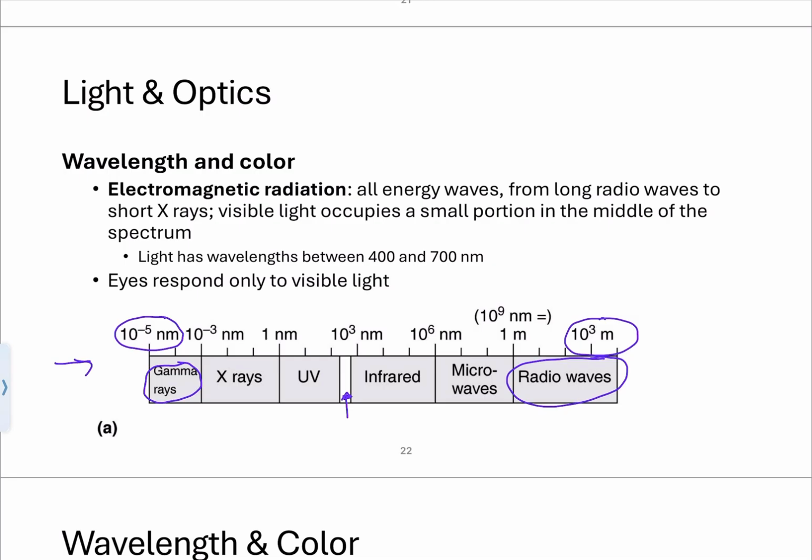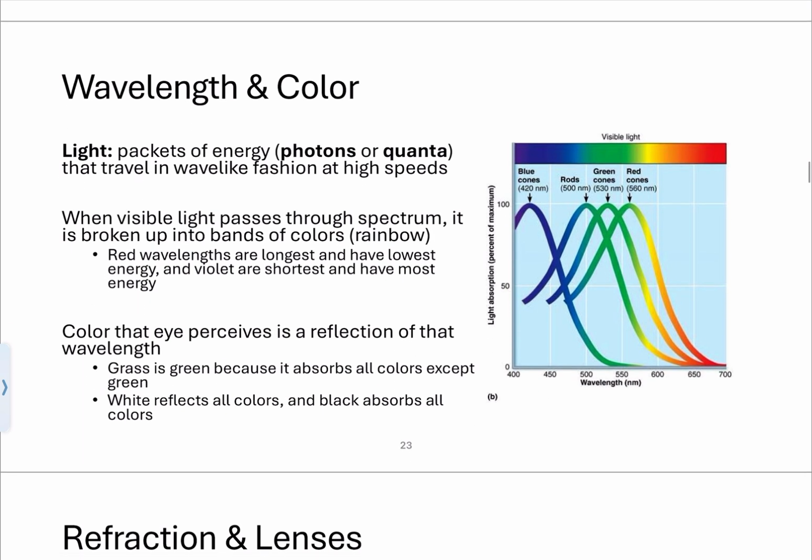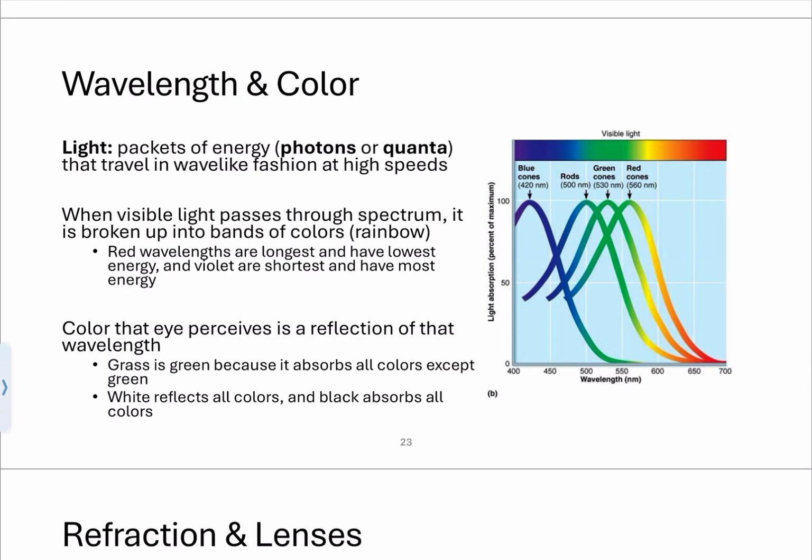However, what we can perceive as color is somewhere in between, in the middle of this electromagnetic spectrum. And it falls right here. It's a very, very short area with a wavelength range of 400 to 700 nanometers. And this part of the spectrum is what we refer to as the visible light spectrum.